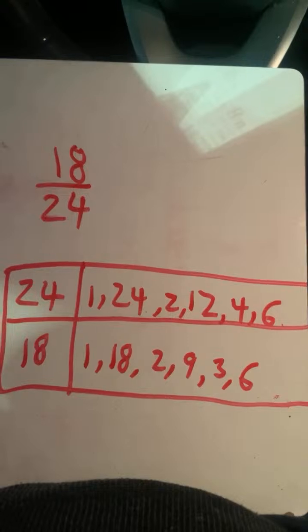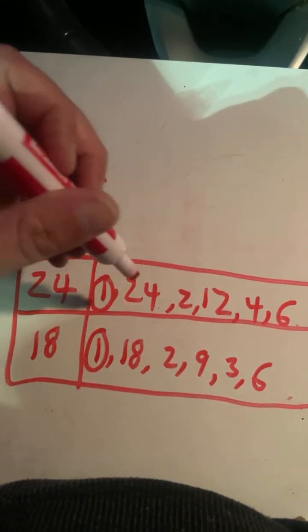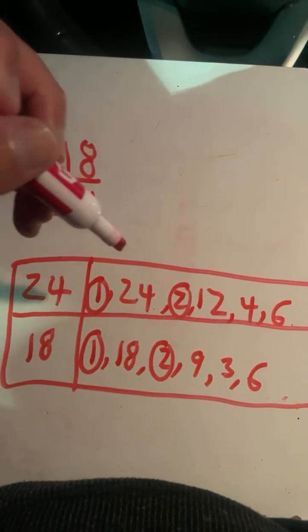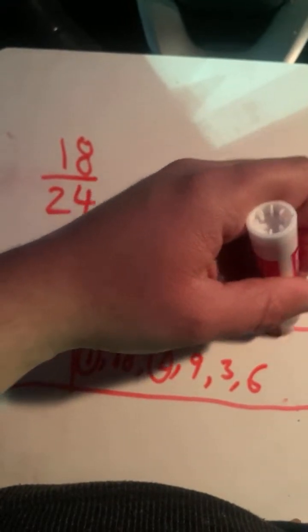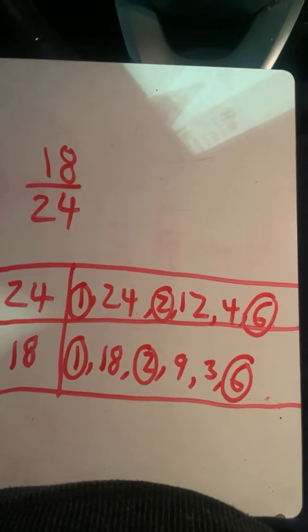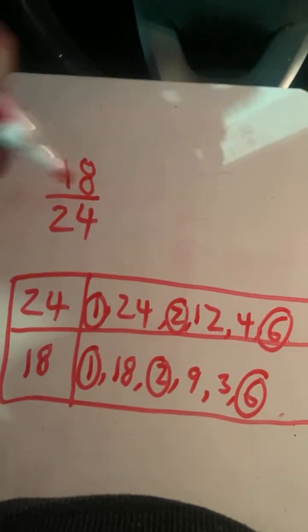So we have to find the greatest common factor. So I'm going to find out the common factors. So we have 1 and 1. We have 2 and 2. We have 6 and 6. So 6 would be the greatest common factor. That's the largest factor that both numbers have in common. So we're going to divide by 6.